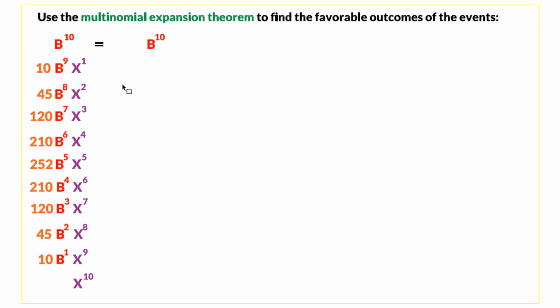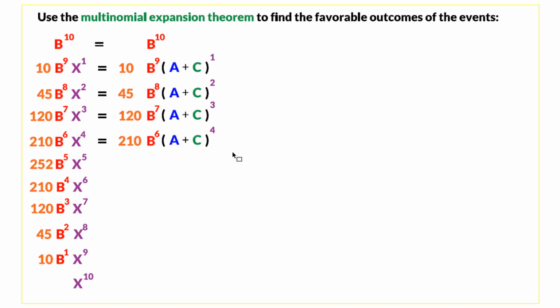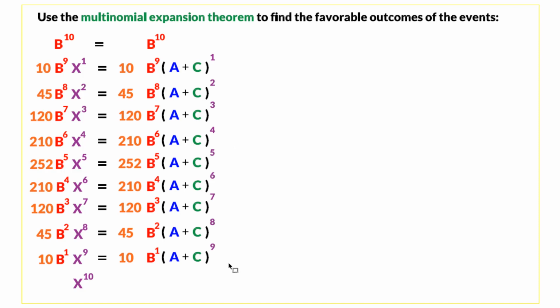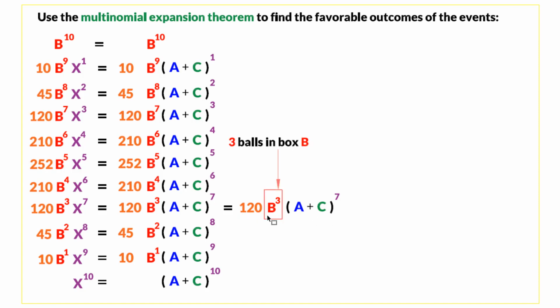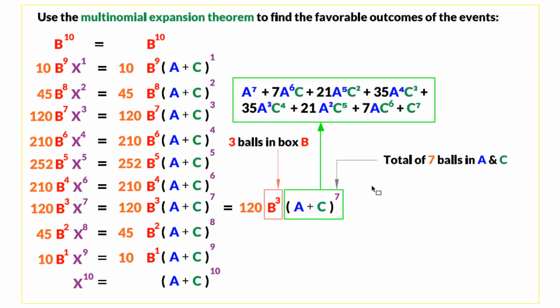So now let us write all these possible events in order, and let us replace X with A plus C, and we keep doing that until the last event. Let's take this event for example. B to the power of 3 means we have 3 balls in box B, and A plus C to the power of 7 means we have a total of 7 distinct balls in boxes A and C. Now if we expand this event, we are going to get all these events.